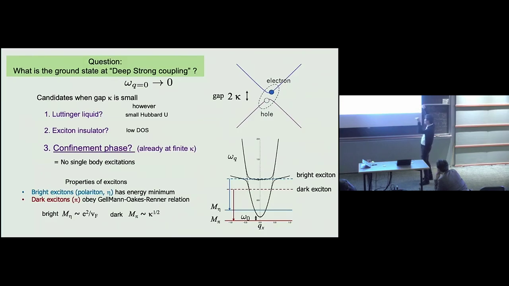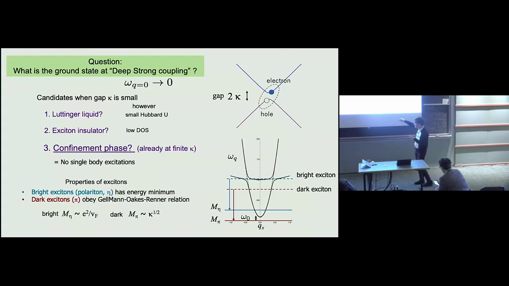As we lower kappa, the bright and dark excitons both come down. But there will be a lower limit for the bright excitons. It doesn't go to zero. This is the claim. The second claim is that these dark excitons, which don't couple to the photons, go down as we lower the gap, but they go down with a very strange power law. If I call m pi the mass energy of this dark exciton, it will scale as kappa to the 1/2. This is known as the Gell-Mann-Oakes-Renner relation in a system which is confined.